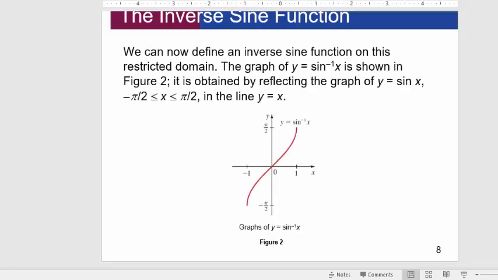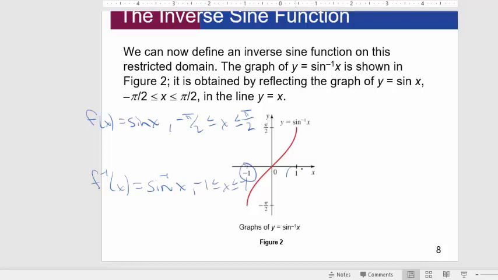So if you remember, what ends up happening is with the domain and range, if we had this original function y equals sine x, we'll call it f of x equals sine x, where negative pi over 2 is less than or equal to x, which is less than or equal to pi over 2. The f inverse, which we're going to call inverse sine of x, is going to have a range of whatever the domain of the original function was, right? So the original function had a domain of negative pi over 2 to positive pi over 2.